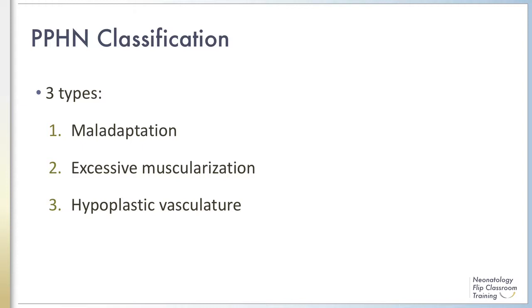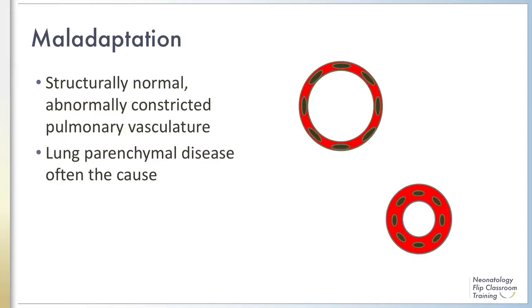This classification, while helpful as a generalization, is often imprecise, as patients may have one or more of these processes associated with their diagnosis. For example, a patient with CDH has both hypoplastic vasculature and abnormal muscularization of the pulmonary arteries. In maladaptation, the pulmonary vasculature is structurally normal, but the vessels are abnormally constricted.